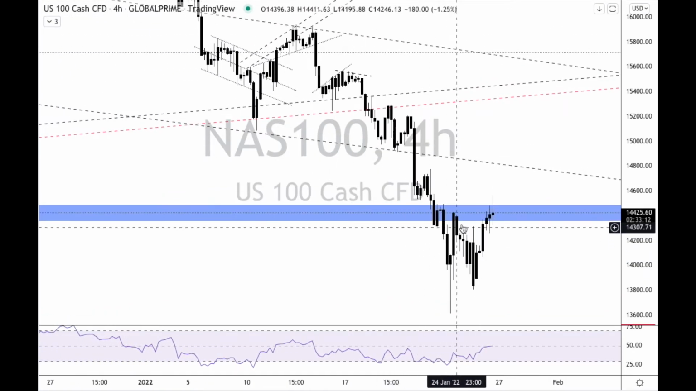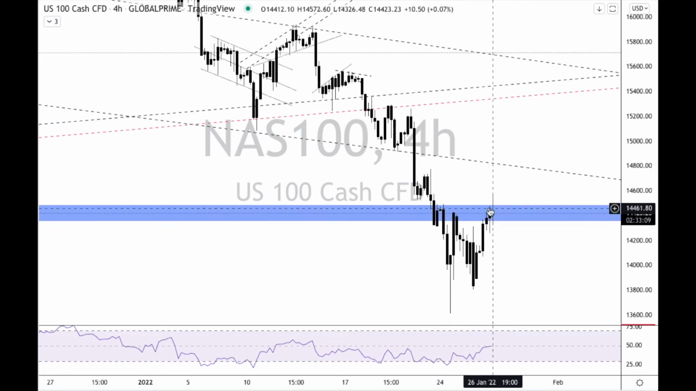So right now it hasn't opened or closed above. It hasn't done any of that. It's still sitting there, and my feeling is it's going to push downwards.